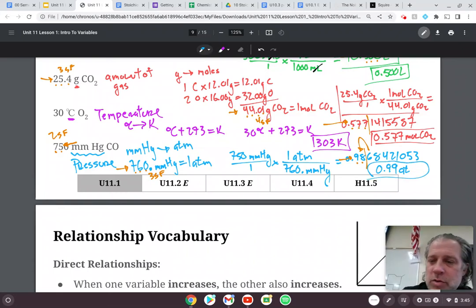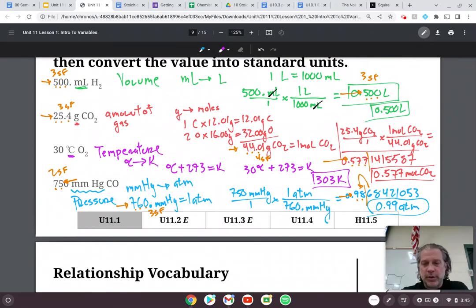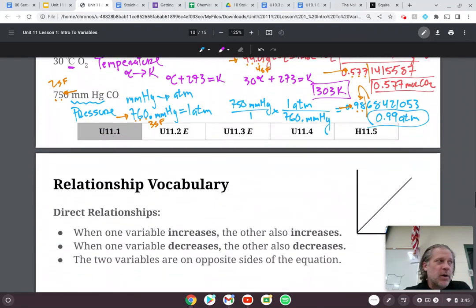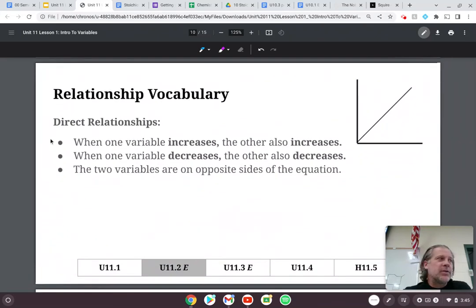And so that's how we do pressure conversions and temperature conversions and amount of gas or mole conversions and volume conversions in the gas law unit. All right. Now, the next thing we need to talk about briefly is some vocabulary in terms of these variables, and what that means, and relationships and all that stuff.